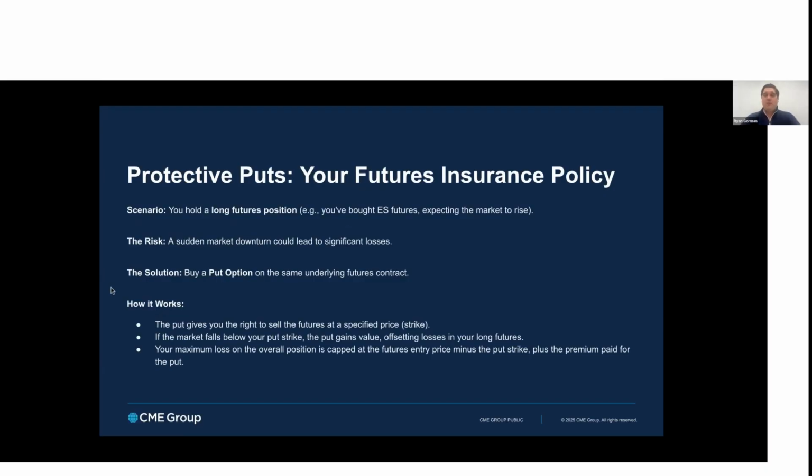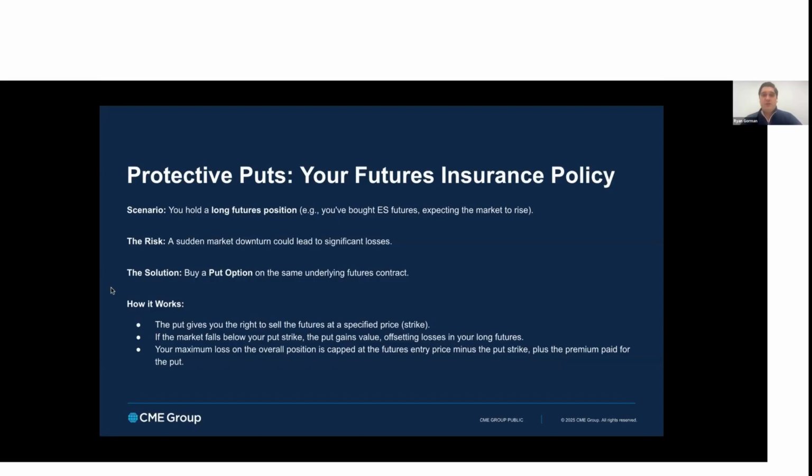So one of the things we'll talk about here, we'll talk about some of the very common ways to utilize options with futures. And I think that this is really important because I think that the dual method of using both, and then these other two strategies we'll talk about, are very effective ways to utilize our markets. So protective puts. So your futures insurance policy.